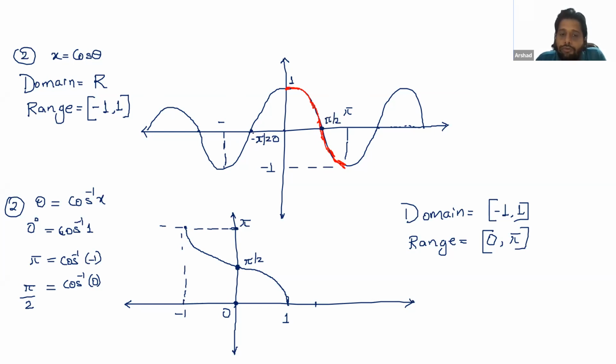So please check here from minus pi by 2 to pi by 2, this complete part is not bijective. Here you have certain angles for which the value is the same. For example, for minus pi by 2, the value is 0, and for pi by 2 also the value is 0. So from minus pi by 2 to pi by 2, this function is not bijective. Okay?